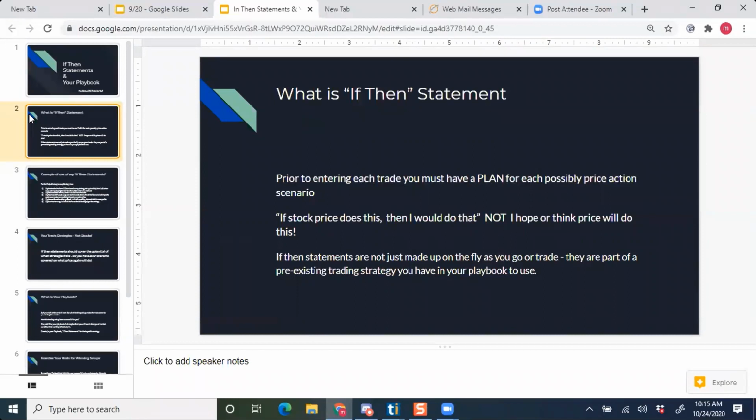All right, so it's very important for new traders to start developing if-then statements and then adding them to their playbook, which we'll discuss shortly. Okay. And then if-then statements are not just made up on the fly as you go or trade. They are part of a pre-existing trading strategy you have in your playbook to use. So your if-then statements should already be in your mind. You know exactly what they're going to be, okay, prior to entering the trade, and that's based on the strategy that you use.